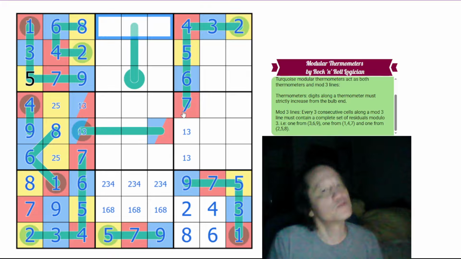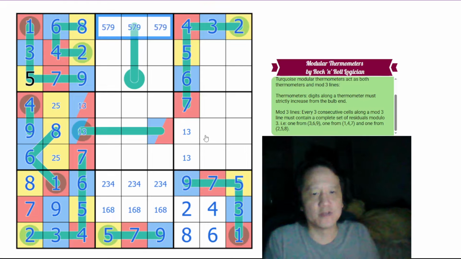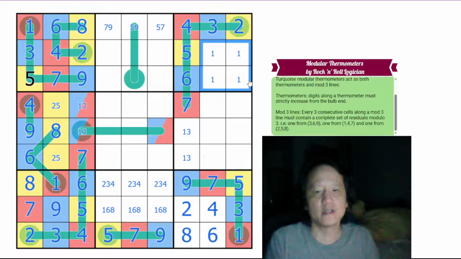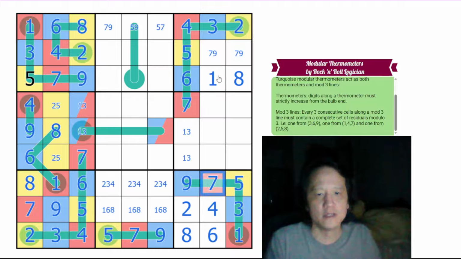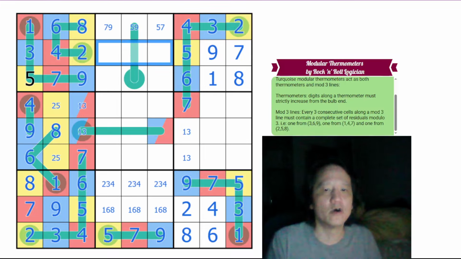Remaining digits in row 1 are 5, 7, 9. This can't be 7 because of the 7 in the column. This can't be 9. This can't be 5. Remaining digits in this upper right-hand box are 1, 7, 8, 9. This cannot be 7 or 9, so this becomes a 1, 8 pair, which eliminates 1 and 8 in the rest of the row. This 1 eliminates 1 here, so this is 8, which makes that 1. This 7 eliminates 7 here, so it's 9, which makes that 7. Remaining digits in row 2 are 1, 6, and 8.